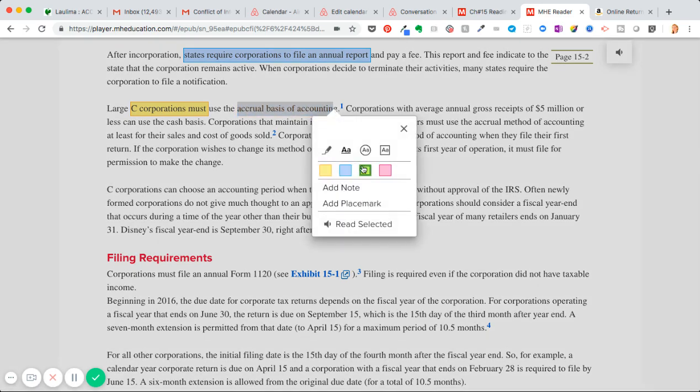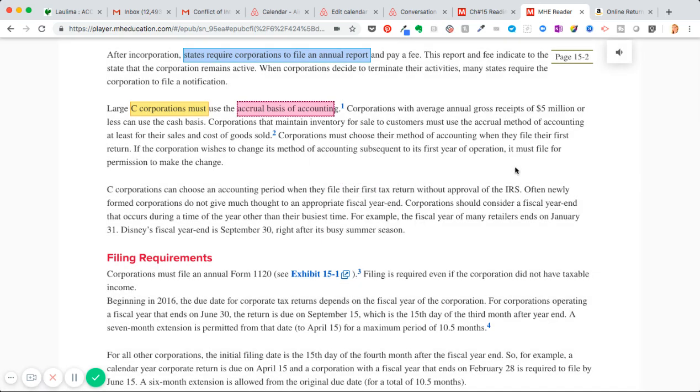So, large corporations must use accrual. And then corporations with average annual gross receipts of $5 million or less can use cash basis. Some of these rules recently got far less restrictive for using accrual. And I think that's really unfortunate, because if businesses aren't using accrual, then they don't really know their profit margins. So that requirement has enabled accountants to help business owners for many years actually do things right. So it's gotten a bit more lenient.